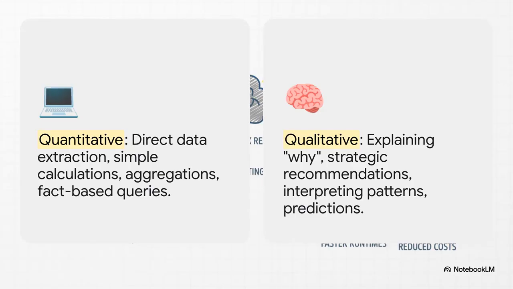This slide just lays it all out, nice and clear. Over on the left, you've got the stuff that's perfect for code, just pulling numbers, doing simple math, finding facts. But on the right, that's the heavy lifting, the stuff that needs a brain, interpreting patterns, explaining the why, and making those big predictions. The whole goal here is to stop sending the simple stuff on the left to the sophisticated and expensive tool on the right.